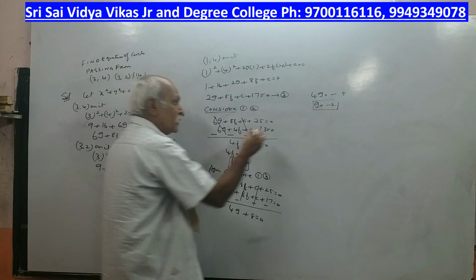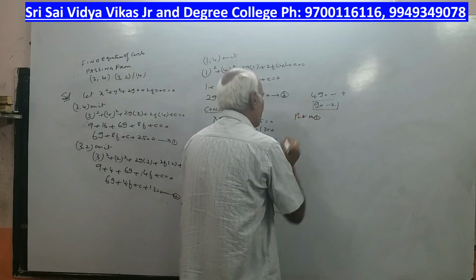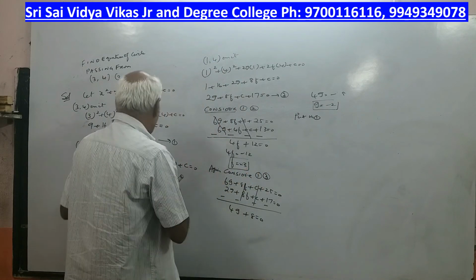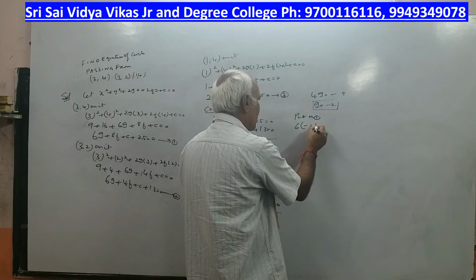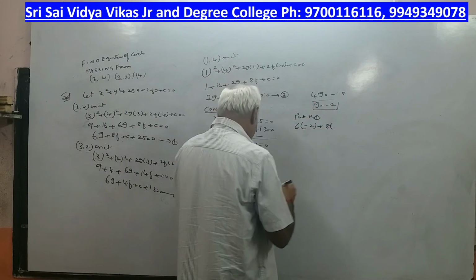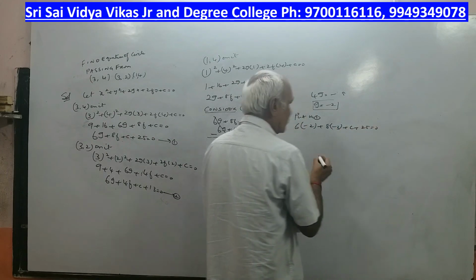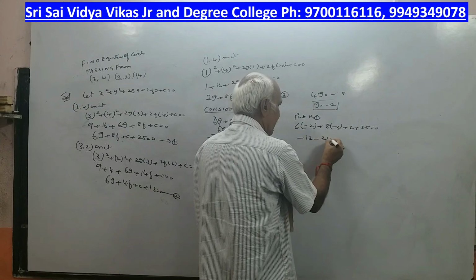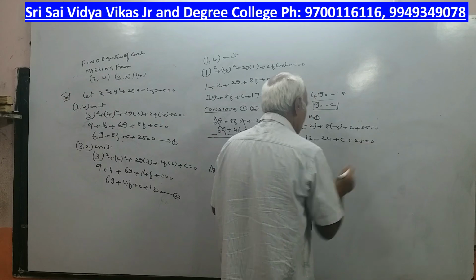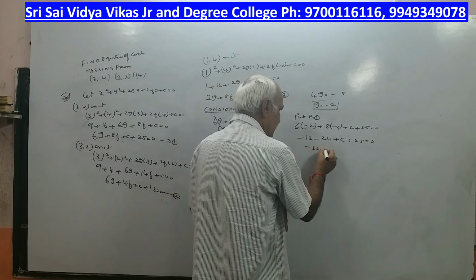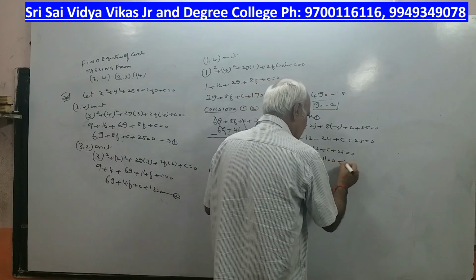Now we got the g value. Put it in the first equation. What is the first equation? 6g plus 8f plus c plus 25 is equal to 0. We know the g value, so 6 into minus 2, 8 into the f value, minus 3, plus c plus 25 is equal to 0. So minus 12 minus 24 plus c plus 25 is equal to 0. Minus 36 plus c plus 25 is equal to 0. C minus 11 is equal to 0. C value is 11.